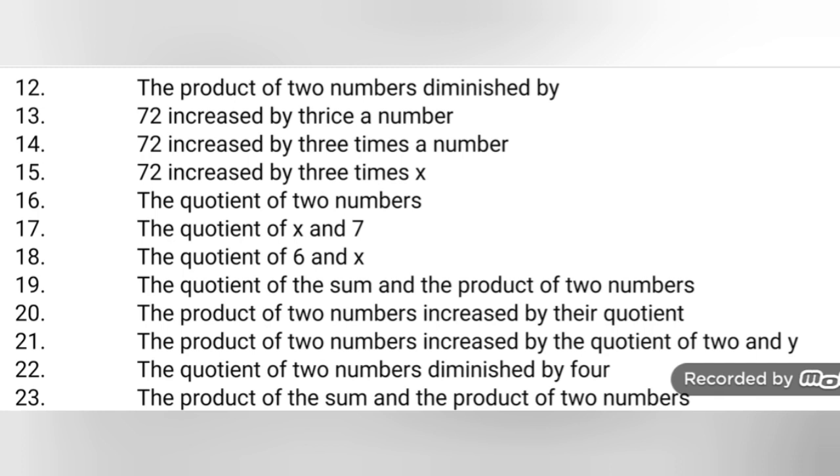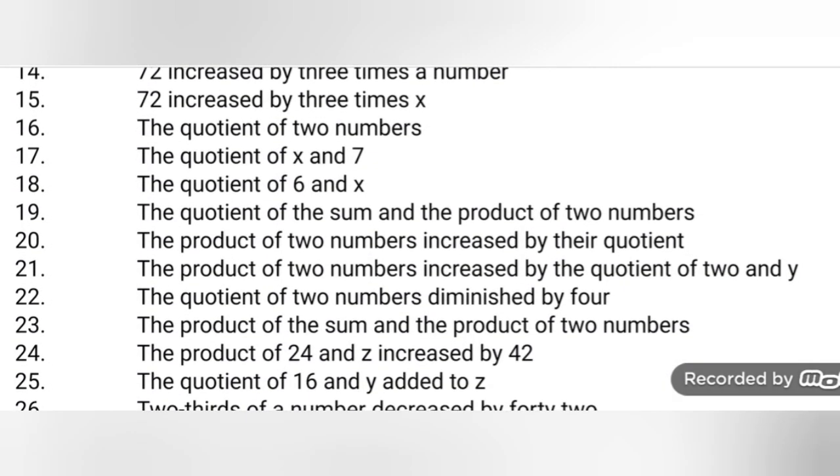And the quotient of the sum and the product of two numbers. So we say the two numbers are x and y. So kunin muna natin yung sum, which is x plus y, and product of that is xy. But there is the quotient. Okay, so we say x plus y over xy. Get it?